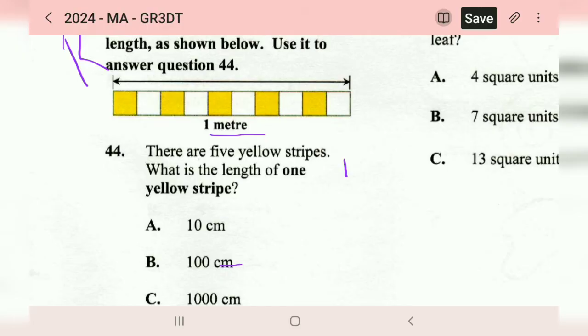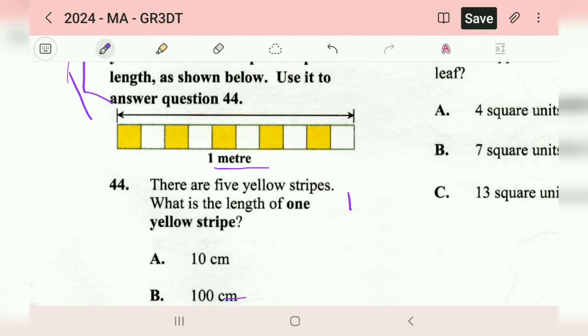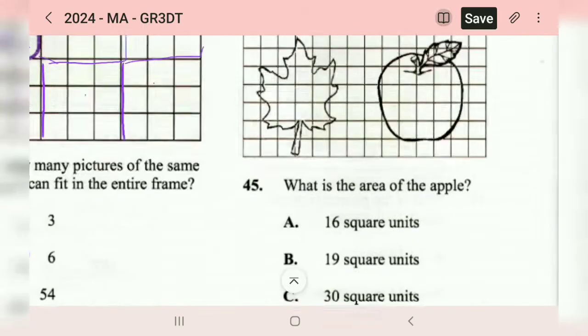Can we go? It's going to be 10, because 100 centimeters make a meter. So 10, 20, 30, 40, 50, 60, 70, 80, 90, 100. That's really representing 100 centimeters. So each would be 10. Alright? Some of these things I just have to remember.